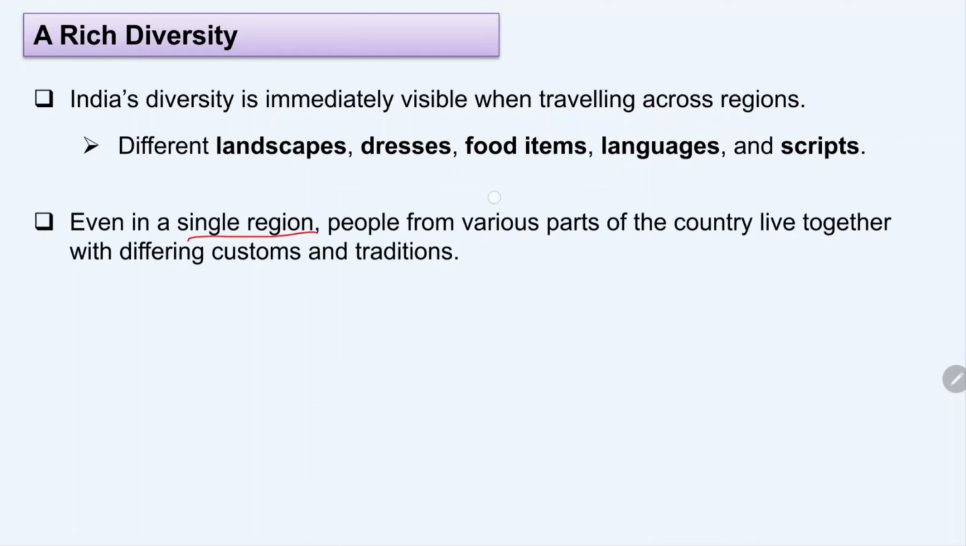And even in a single region, people from various parts of the country live together with different customs and traditions. For example, let us take Delhi or Bangalore, big cities, especially Delhi, Bangalore, Kolkata, isn't it? In these big cities, you will find people from different regions of the country. You'll find people from the Northeast, from UP, from Bihar, from Punjab or from Ladakh. You will find people settling in these cities. Why? Because in a city you have all the facilities. You will have job opportunities, which are more in the cities. Because of that reason, people usually migrate internally.